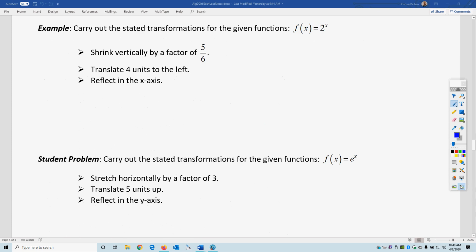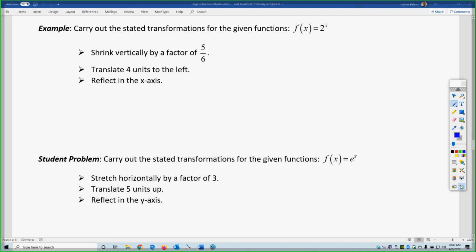Okay, so a parent of 2 to the x here, and we want to do these three things: shrink vertically, translate left, and reflect on the x-axis. Following the proper order of transformations, horizontal translations come first, scaling comes second, reflections come third, and vertical translations come fourth. Of course, we only have 3 of these things. So translating horizontally comes first, there is no horizontal scaling here. So it's x plus 4 that must happen first, because we're translating 4 units left. That's on the inside because that's x and it's counterintuitive, so replace x with x plus 4.